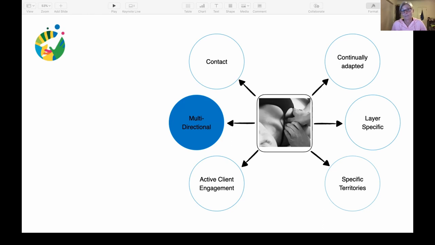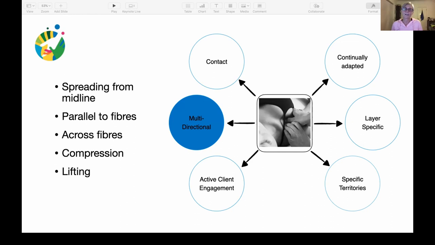So if we start with direction, because we don't aimlessly rub, we apply our hands in different directions, and it's context driven by how the client is presenting, what the tissues are saying to us. Not sure if I can say that, but you know what I mean. So here are five ways that we have described what we can do: from spreading from a midline along the iliac crest, for instance, to working parallel with the fibers, say the hamstrings, across fibers when we have someone seated and we're doing the upper trapezius, to compression, or even lifting some fascial sheets or lifting tissues upwards or downwards.